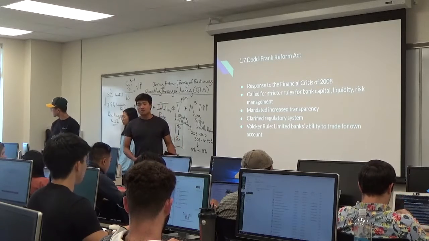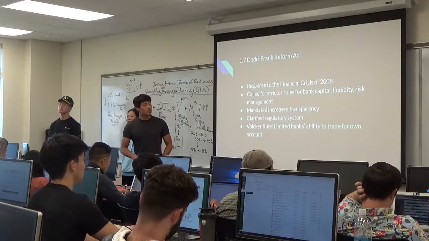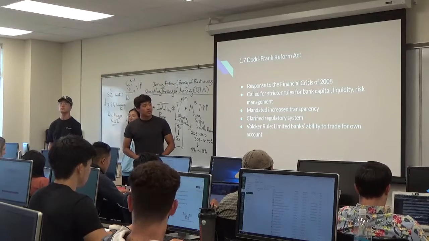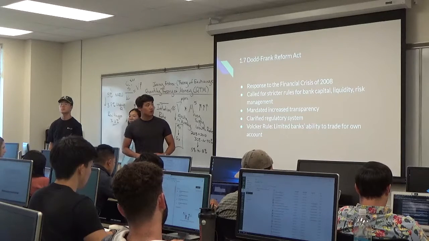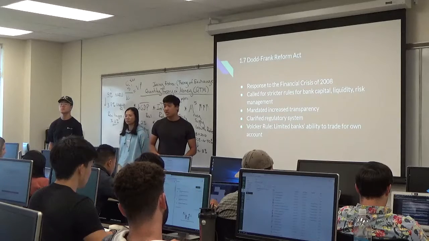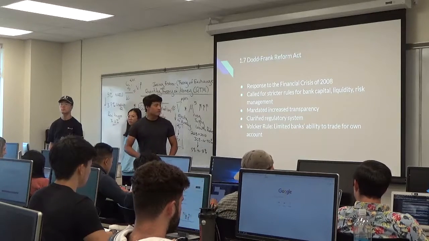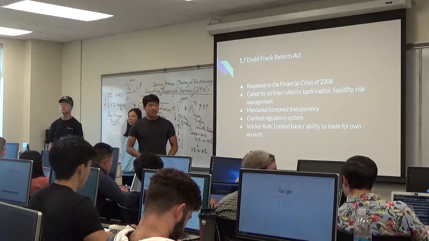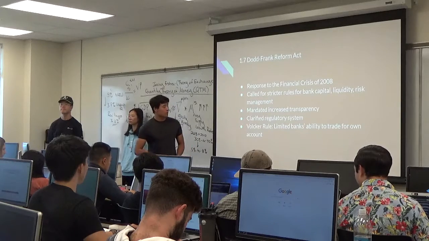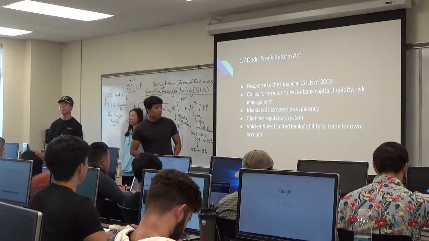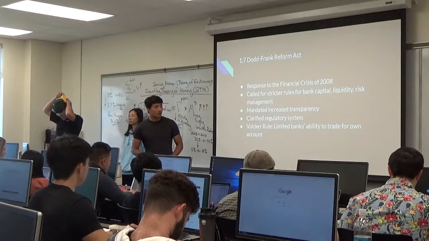The government had to respond to the financial crisis. So there were requests for stricter rules regarding bank capital, liquidity, and risk management. The new laws that were put into place mandated more transparency in the companies' financial reports and management. And the regulation system and the laws were more clarified after the crash. Volcker's rule is limiting banks' ability to trade for their own accounts.